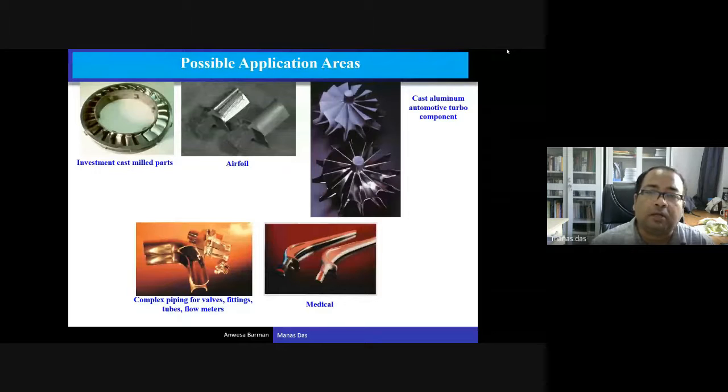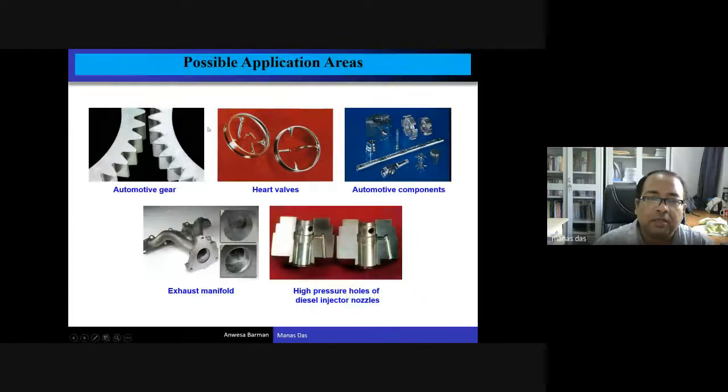These are the different surfaces, like investment cast parts, aerofoils, and turbo components. These surfaces are very difficult to finish by grinding, honing or lapping, as are medical equipment, bent tubes with internal surfaces, miniature gears, heart valves, and exhaust manifolds. These parts are welded together, and if the junction is not properly polished, the fluid flow path will be disturbed. In injector nozzles, you can see holes where there may be burrs, and those burrs should be removed properly.